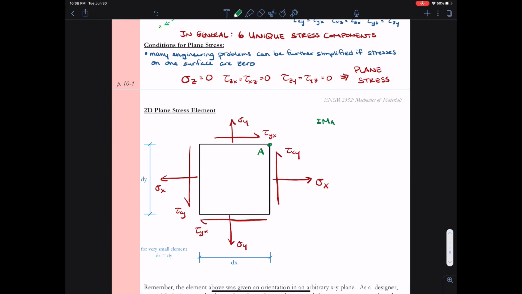So if you just want to have this picture in your mind when we talk about this positive sign convention, it might help you determine in the future whether or not sigma x, sigma y, or tau xy is indeed positive or negative.